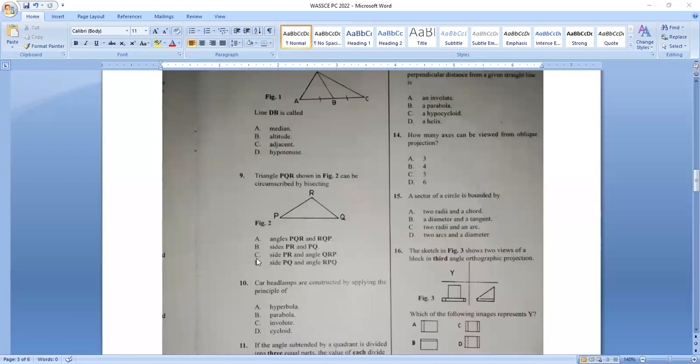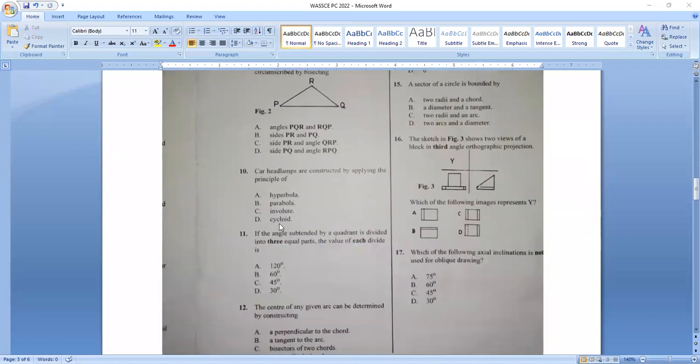And question 9, triangle PQR shown in figure 2 can be circumscribed by bisecting. So the answer is option B, by bisecting side PR and PQ. So as a result of that, we'll be able to circumscribe this triangle. Question 10, car headlamps are constructed by applying the principle of parabola.